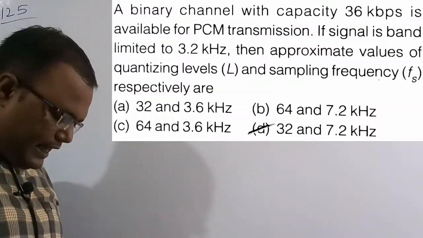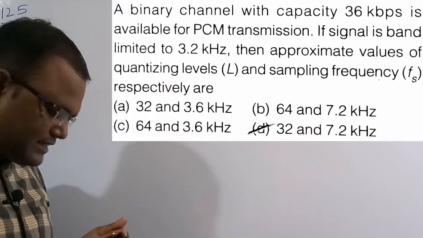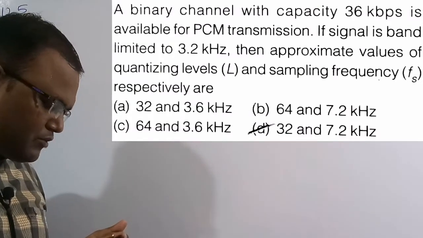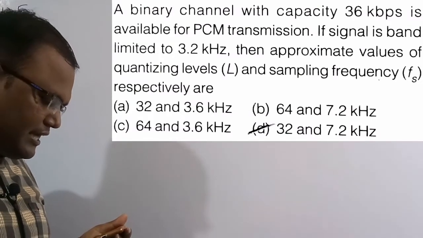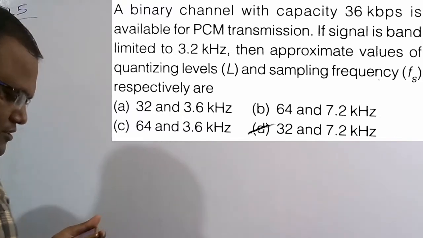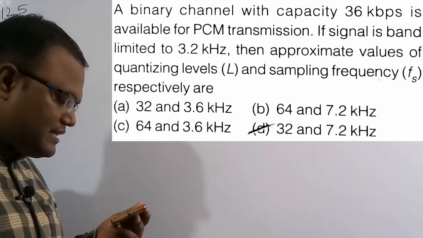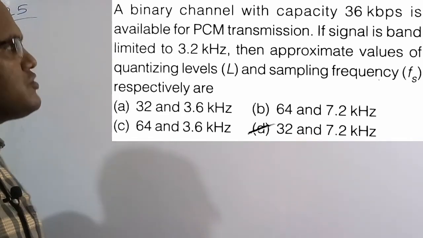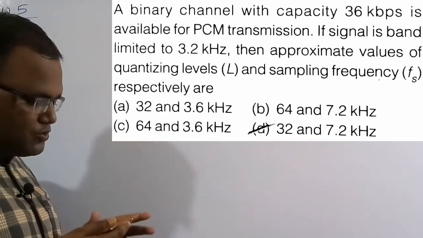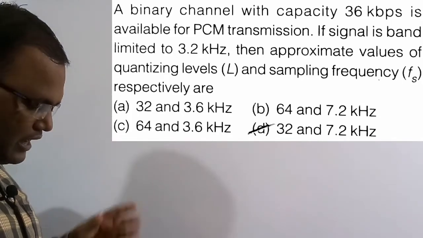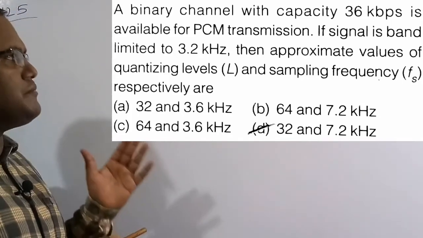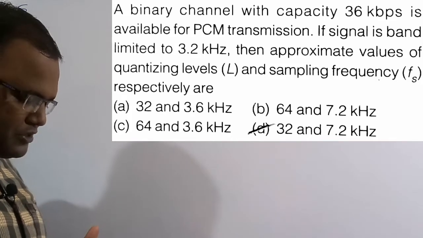So we are going to solve the 125 question. See the question here. A binary channel with capacity of 36 kilobits per second is available for PCM transmission. If the signal is band limited to 3.2 kilohertz, then find the approximate values of the quantization levels and the sampling frequency. In the question they are given the bitrate is equal to 36 kilobits per second, and the maximum message signal frequency is 3.2 kilohertz.